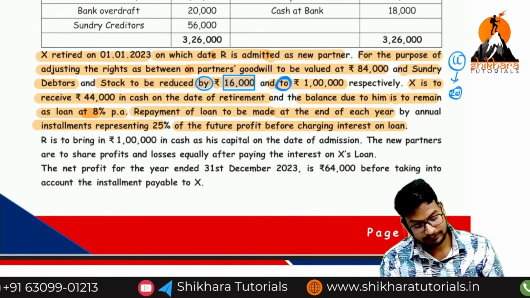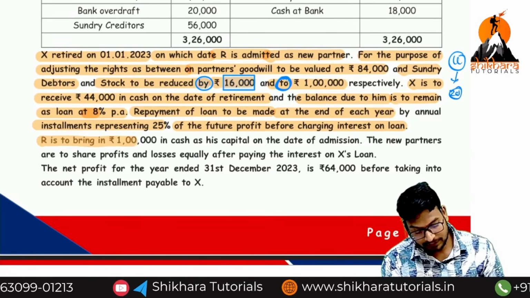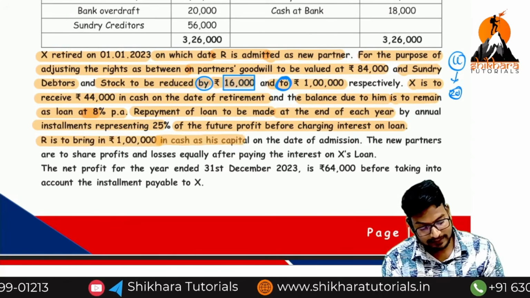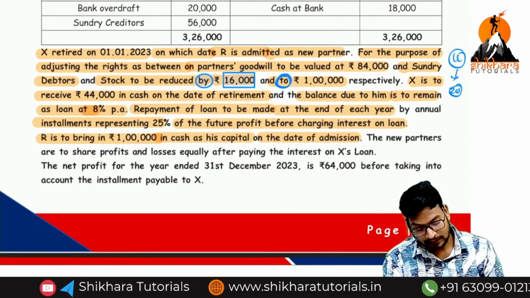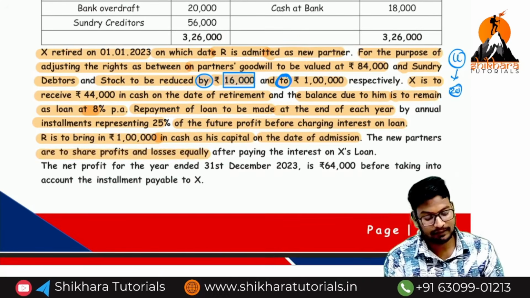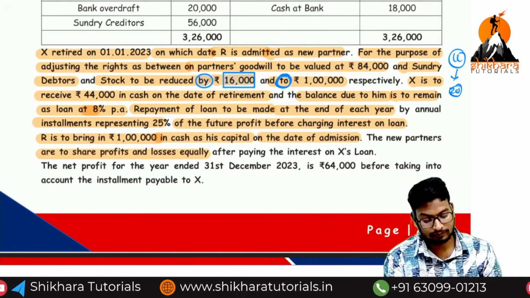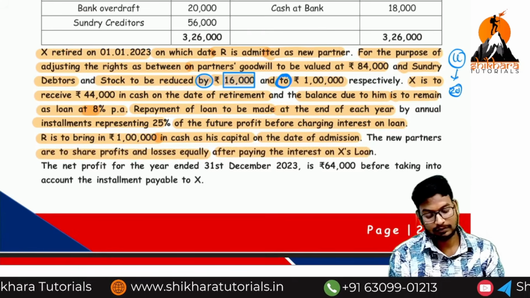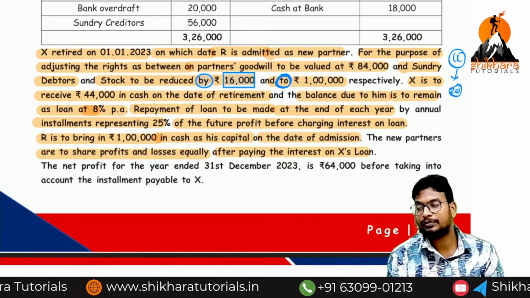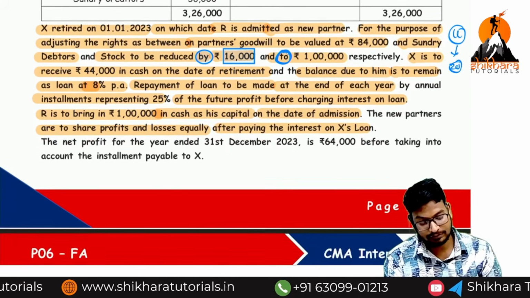So next one, R is to bring how much? 1 lakh in cash as his capital on the date of admission. The new partners are to share the profits and losses equally. That means what? 1 is to 1 is to 1. After paying the interest on X loan. So after paying the interest on X loan, what is the new profit sharing ratio? 1 is to 1 is to 1.